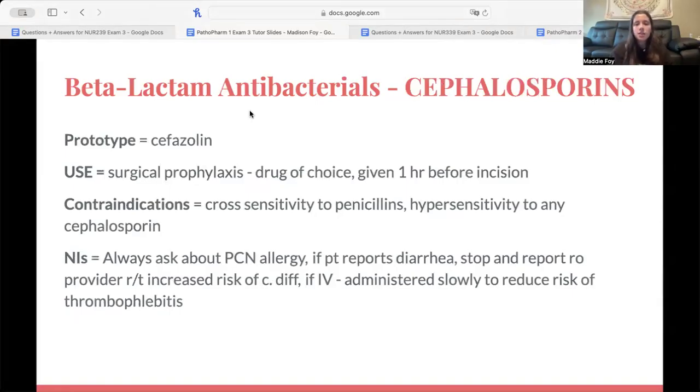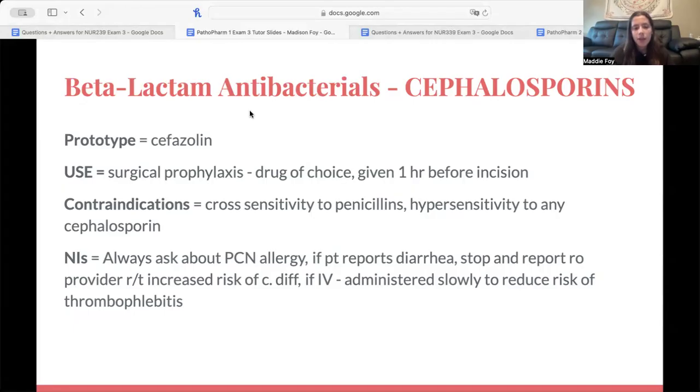The next one is the cephalosporins, which does have that cross sensitivity. The prototype is cefazolin, and this antibiotic is primarily used for surgical prophylaxis. So 1 hour before surgery, it's typically given, and that'll help prevent infections acquired through surgery. And again, really the main contraindication is that cross sensitivity to penicillin.